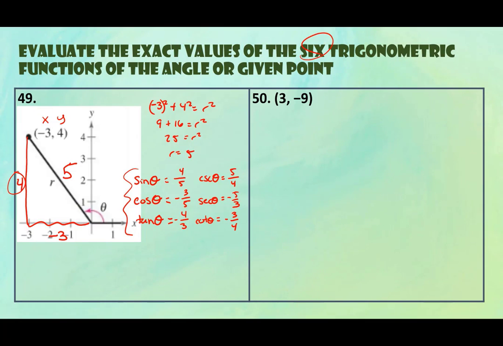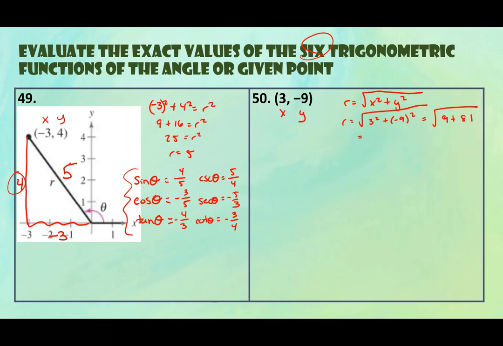Now in number 50, you do not have a drawing for this. Oh my goodness. So I'm going to remind you that 3 is your x and -9 is your y. In order to find this, you're going to find r, because remember r is equal to the square root of x squared plus y squared. So r is equal to the square root of 3 squared plus -9 squared, which is equal to 9 plus 81.